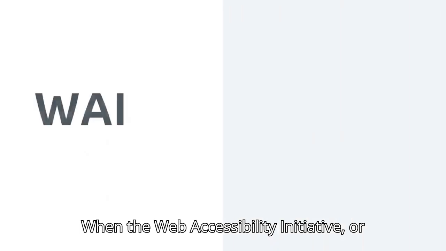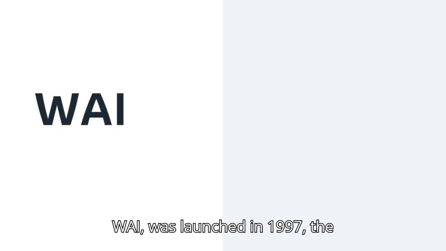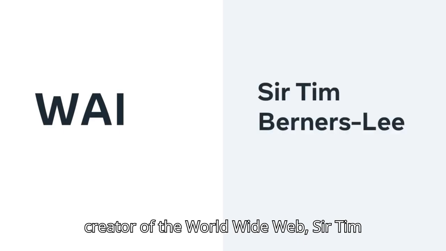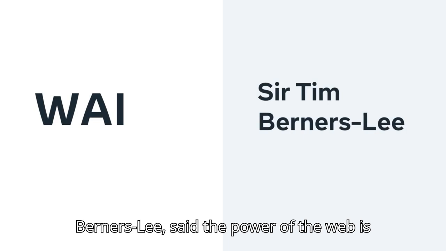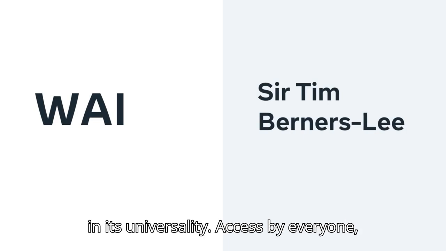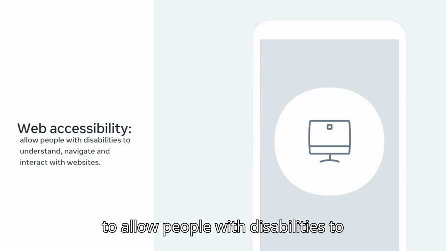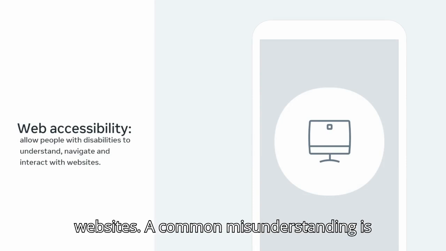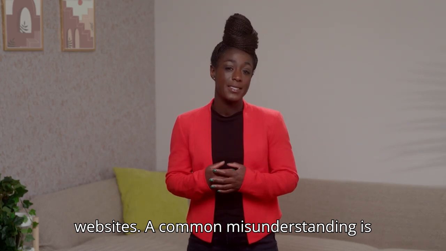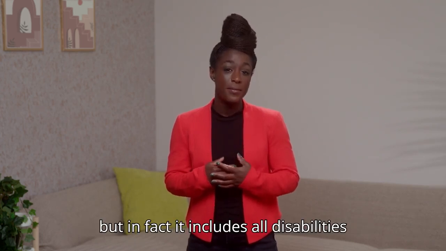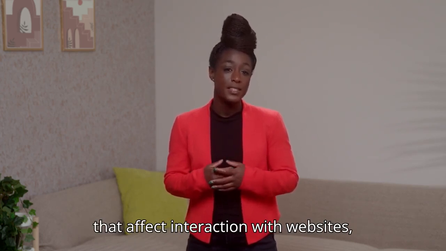When the Web Accessibility Initiative, or WAI, was launched in 1997, the creator of the World Wide Web, Sir Tim Berners-Lee, said, "The power of the web is in its universality. Access by everyone, regardless of disability, is an essential aspect. Web accessibility aims to allow people with disabilities to understand, navigate, and interact with websites. A common misunderstanding is that it refers to visual disabilities, but in fact, it includes all disabilities that affect interaction with websites, such as audio and visual disabilities, cognitive and neurological disabilities, and physical and speech disabilities."